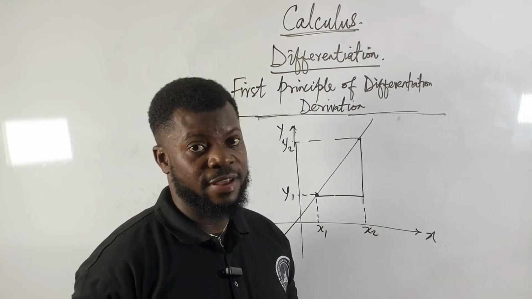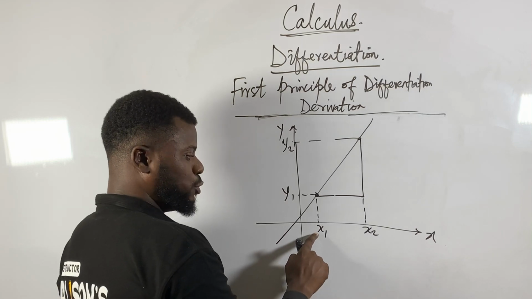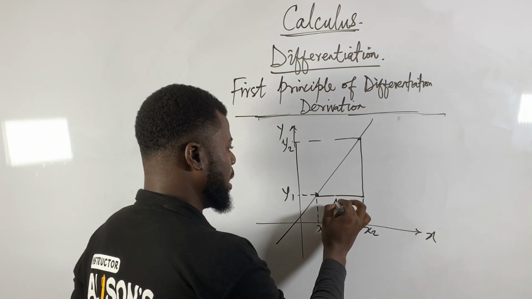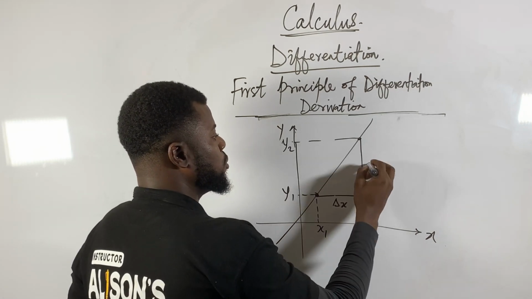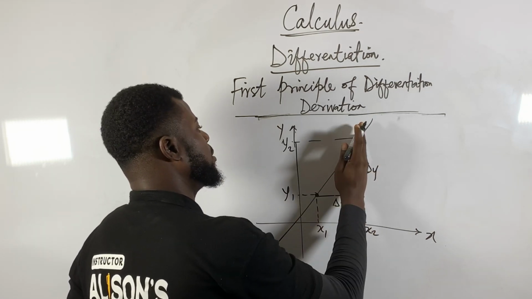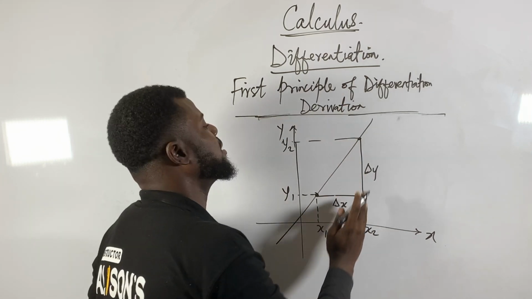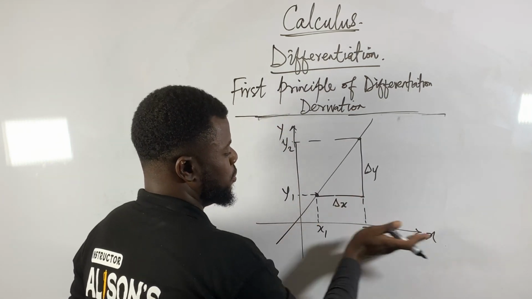You never finish, my fans. So with this kind of information now, I know say x changed from x1 to x2. That means I will call it change in x. For y to change from y1 to y2, I'll call it change in y. The horizontal is the x, the vertical is the y.